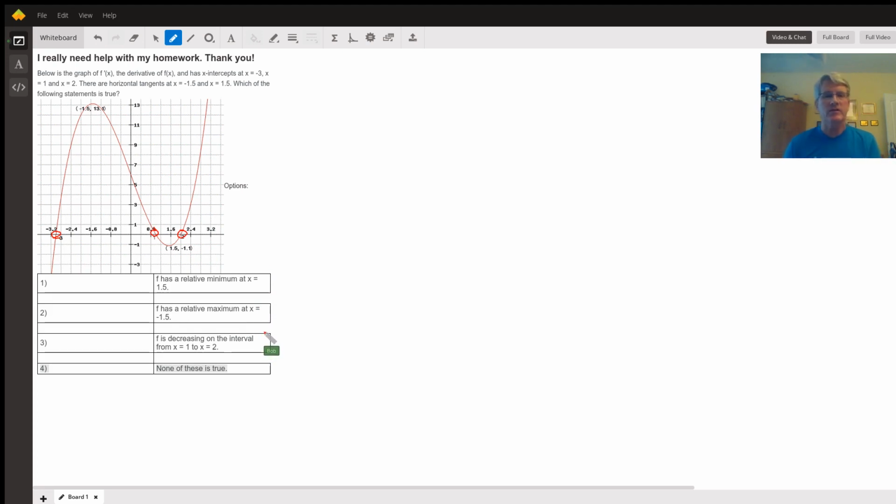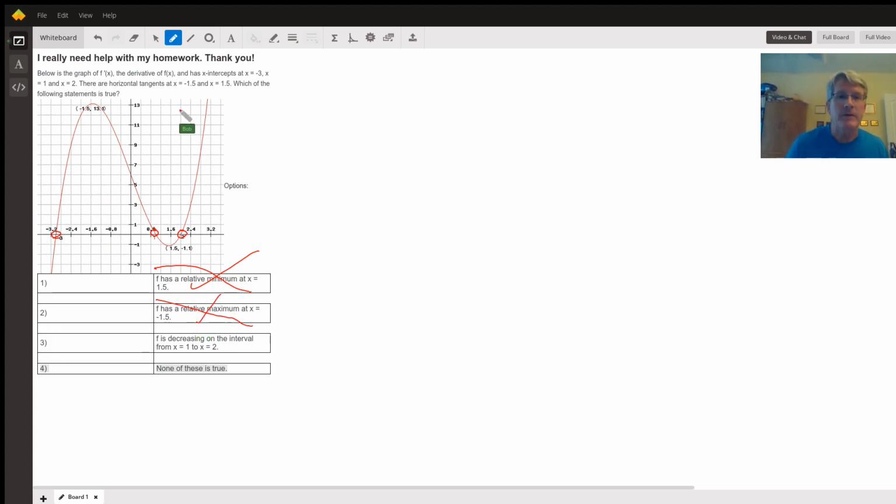Okay, well, first thing is, we know that if the function f is going to have a maximum or a minimum, it's going to occur when its derivative is equal to 0. Okay? However, the derivative is not equal to 0 at 1.5 or negative 1.5. So therefore, there cannot be a maximum or a minimum. So it turns out that 1 is false and 2 is false.